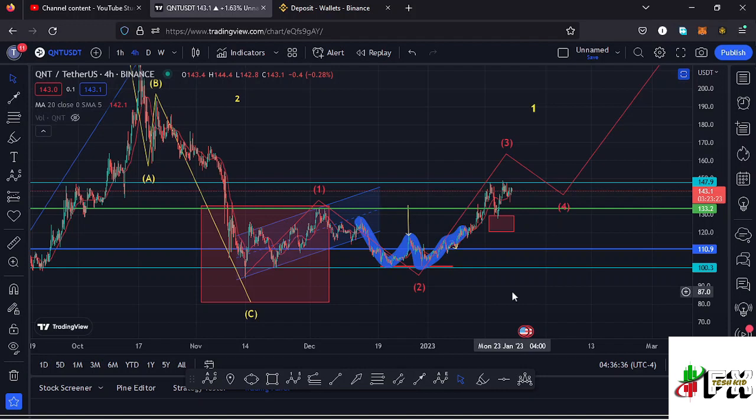Welcome back to Teshkid FX for another Quant price prediction update, and in this video I'll be giving you the latest developments that have been happening here on the Quant chart, which has managed to break above a key area of resistance at around the $133.2 mark and has also continued holding above that key area of support and has also continued holding above the 20-day MA.